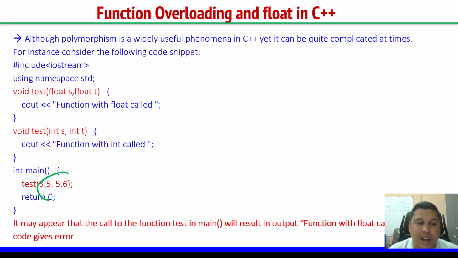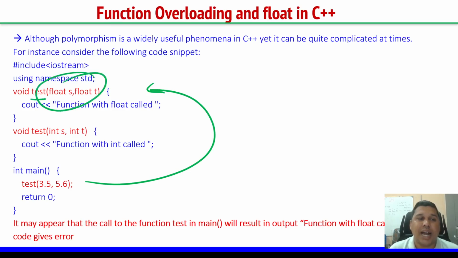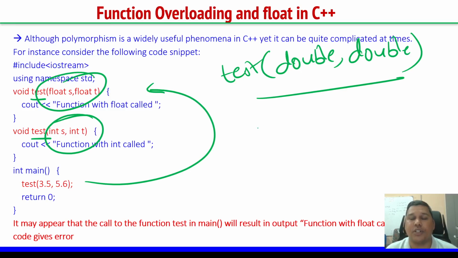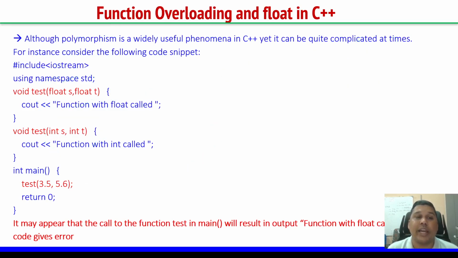Now these two variables are double data type variables, and in the function call, I have a function which is taking float, I have a function which is taking int. I do not have a function test which is accepting double and double. So this will throw an error. It will say that we are calling with double and there is no matching function available. That's why you should be very careful while dealing with floating point numbers in C++.